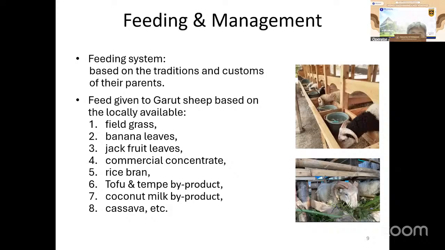The feeding system applied by traditional farmers is usually based on the tradition and custom of their parents, not according to sheep nutrient requirements. And the types of feed given to Garut sheep are based on availability in the local area, such as field grass, banana leaves, jackfruit leaves, commercial concentrate, rice bran, tofu and tempeh byproducts, coconut milk byproducts, cassava, and so on.